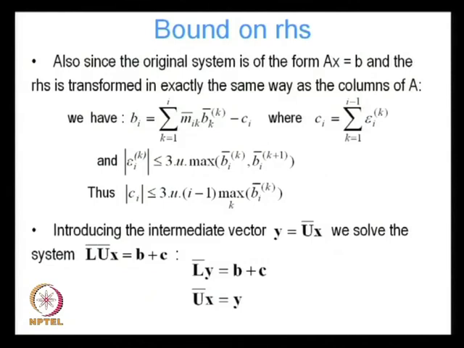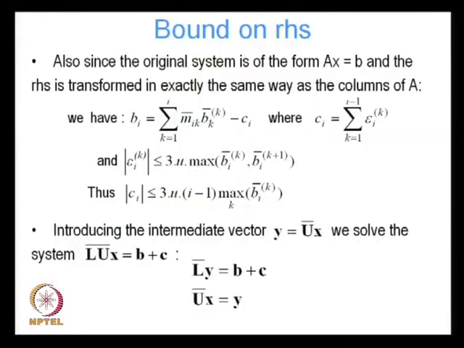Since the original system is of the form Ax is equal to b, and we recall from Gauss elimination, the right hand side is transformed in exactly the same way as the left hand side, right. Because the right hand side is transformed in exactly the same way as the columns of A, we can develop a bound on the error in the right hand side, because we are performing operations on the right hand side every time. At every step we are operating on the left hand side as well as on the right hand side.